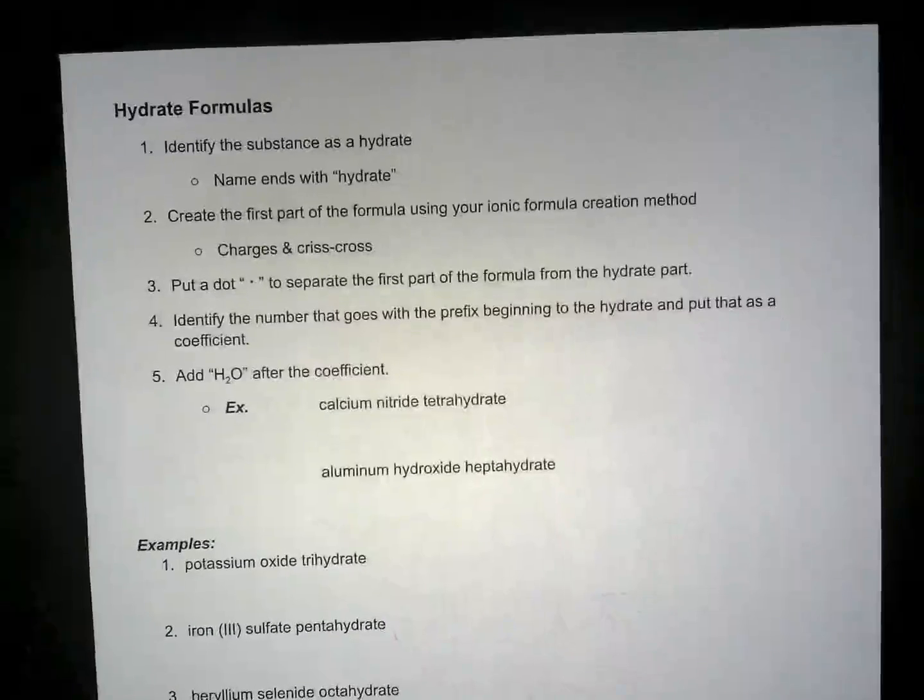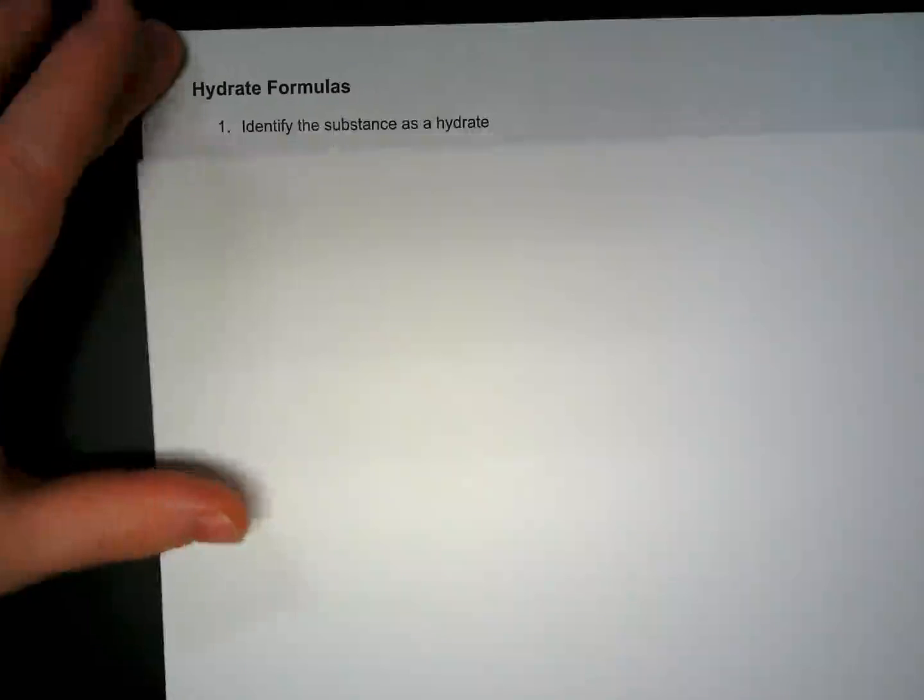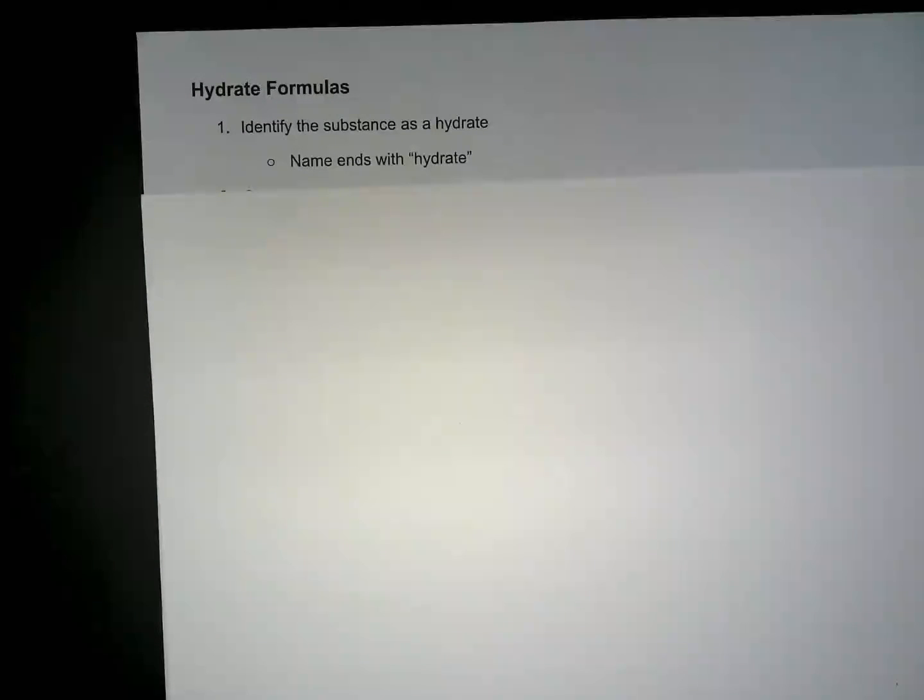So hydrate formulas. For the most part, this is going to be quite similar in how we identify all of these, or at least how we identify and what we do with them. It's just that a hydrate has an extra step to it. So we're going to identify the substance as a hydrate. And we know it's a hydrate because it has the name hydrate at the end of it.